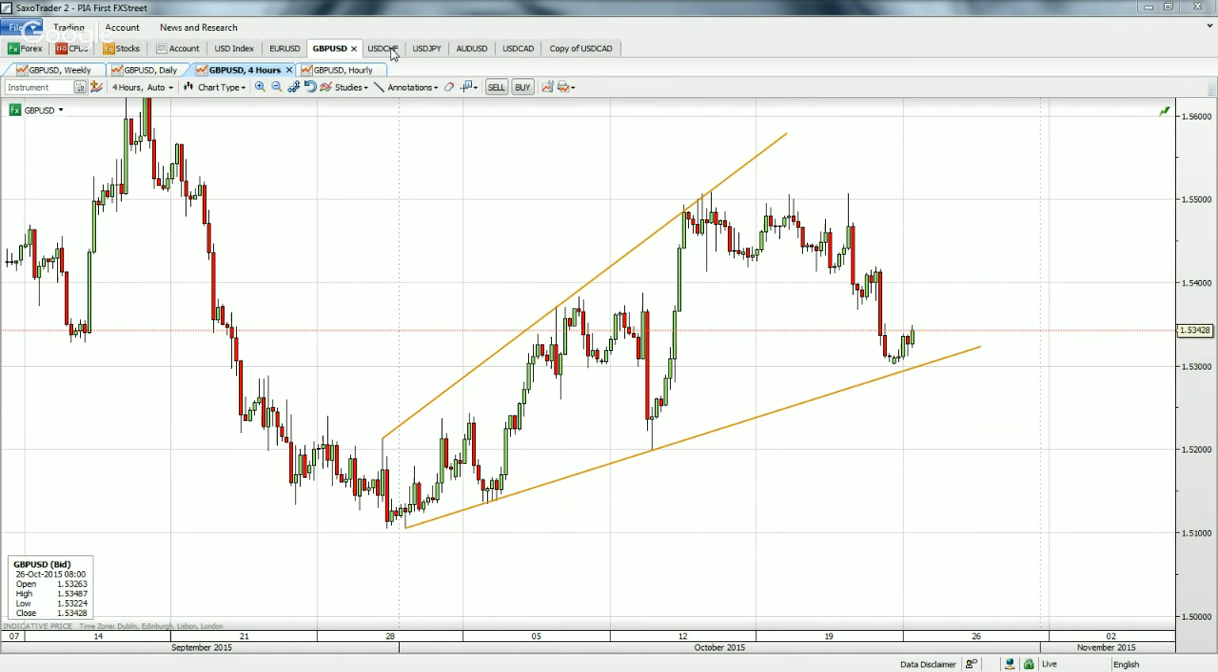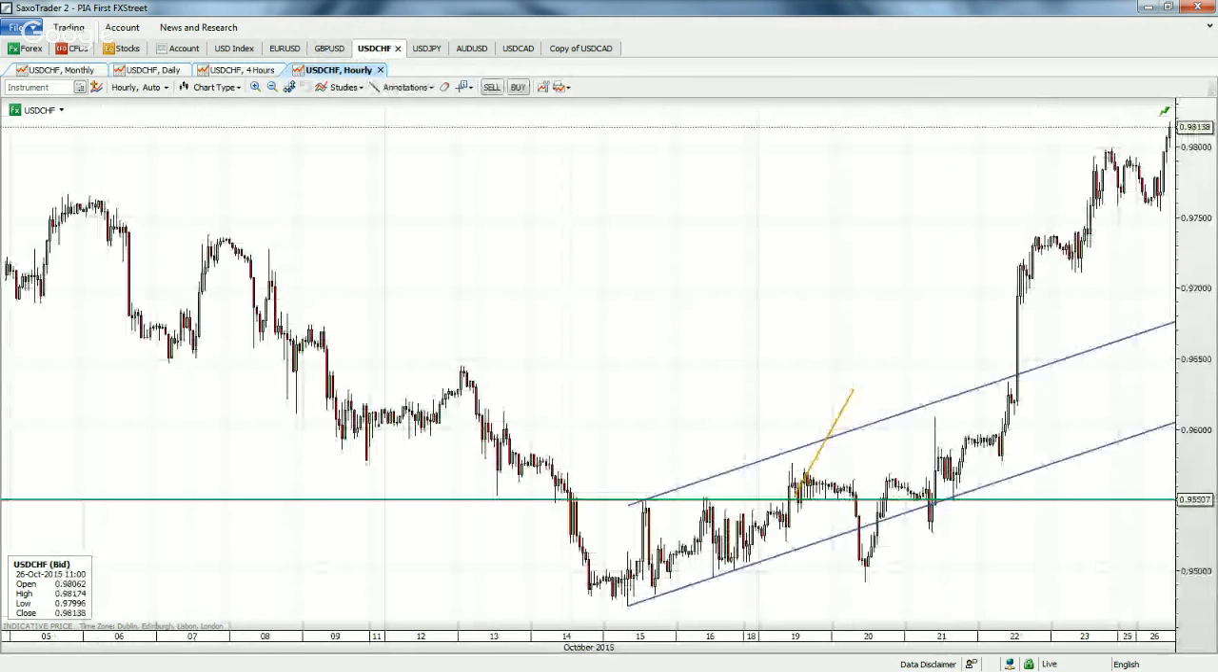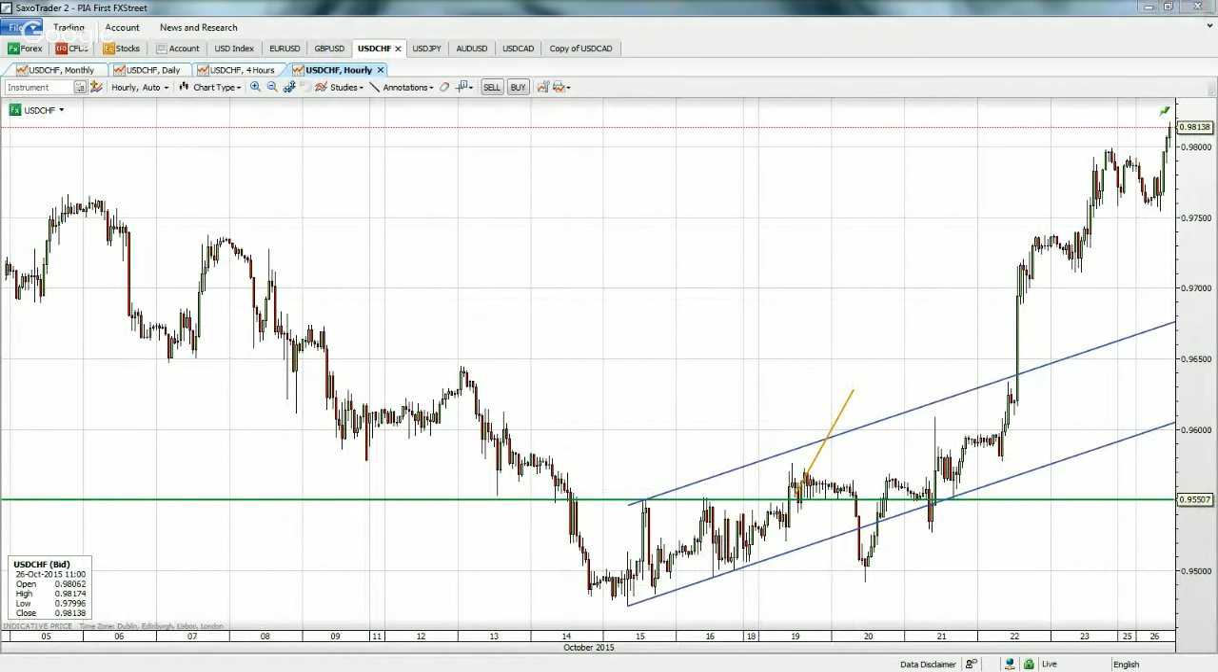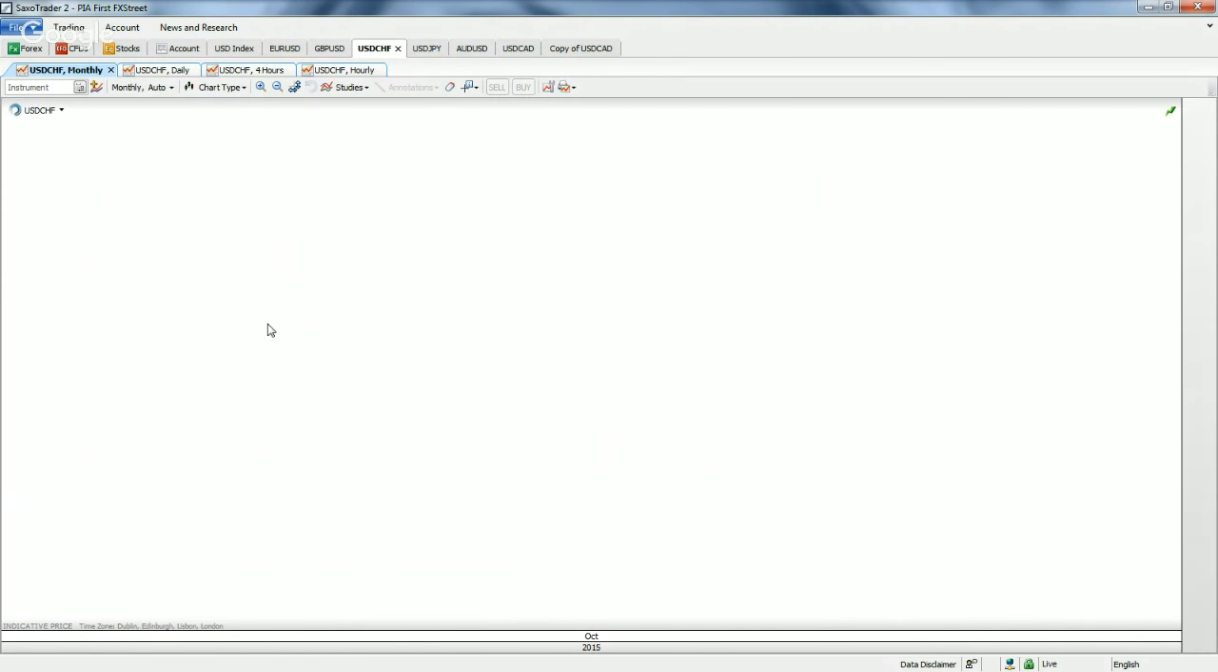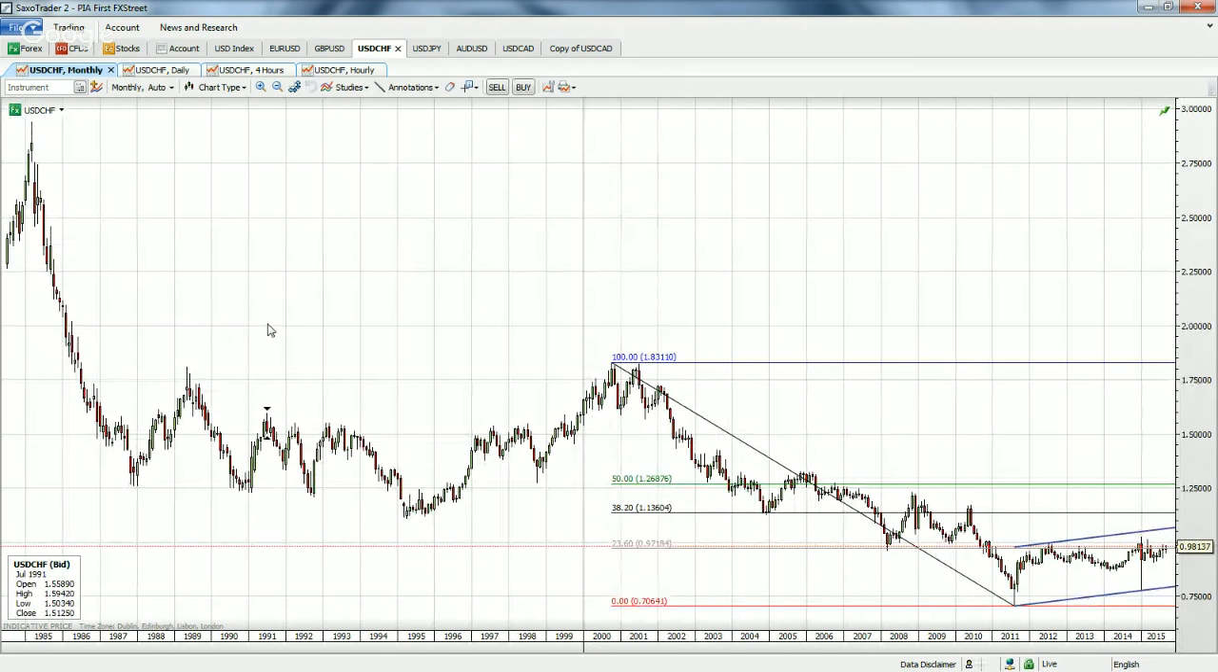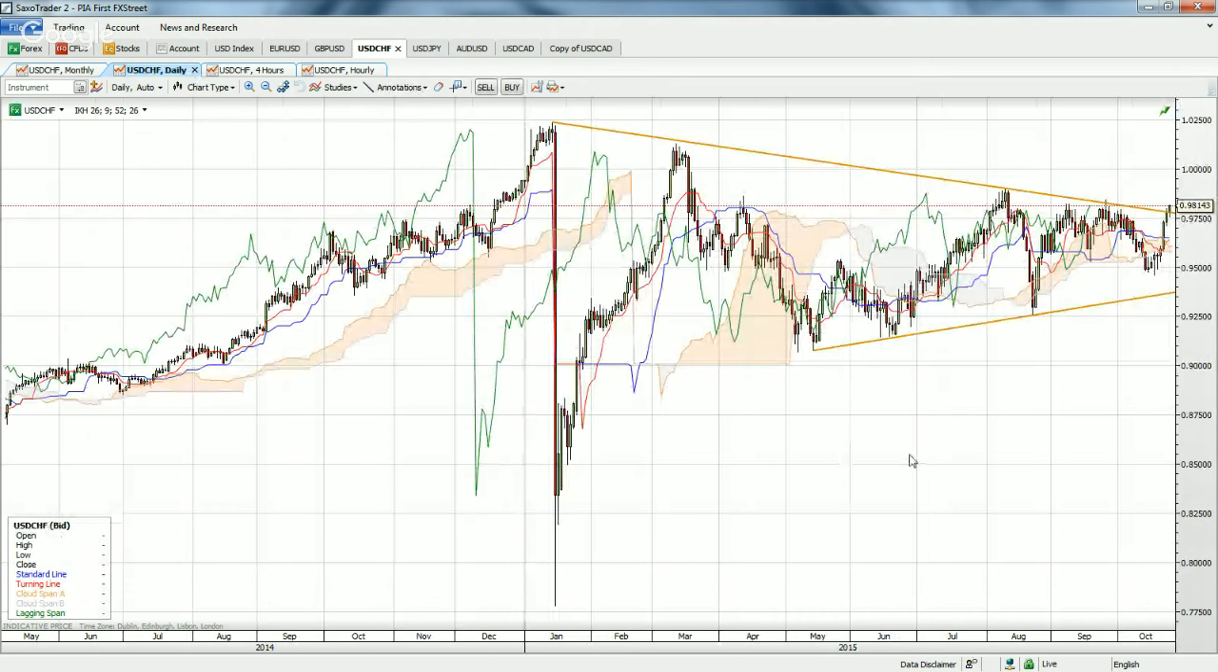Okay, dollar Swiss. A harder currency pair to trade. Used to be really easy. Used to have a -1 correlation with euro dollar, obviously when euro Swiss was pegged. Now that's not the case. I'm not going to spend too much time on dollar Swiss at the moment because I haven't really got a strong bias on it.